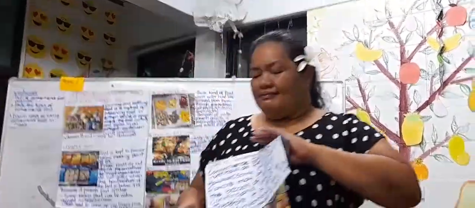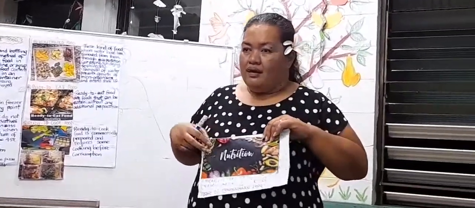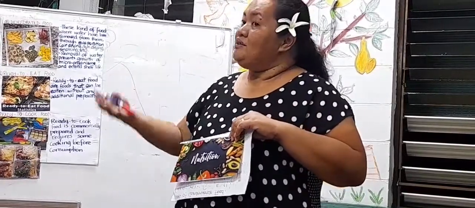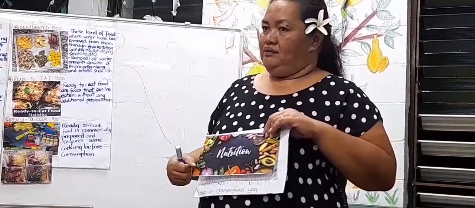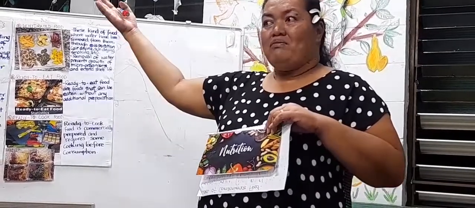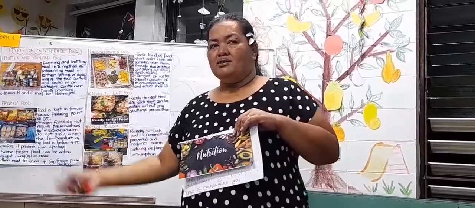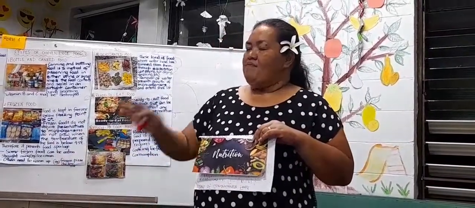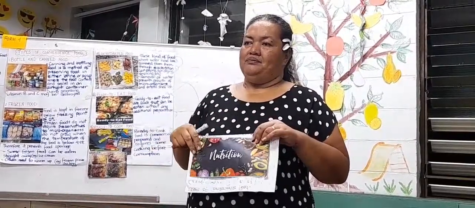Like this one, you can see some of the fresh food you can eat together with the convenience food. Like fish, some stick fish you can buy from the shop. You can grill them and eat together with vegetables and make it more delicious and nutritious.